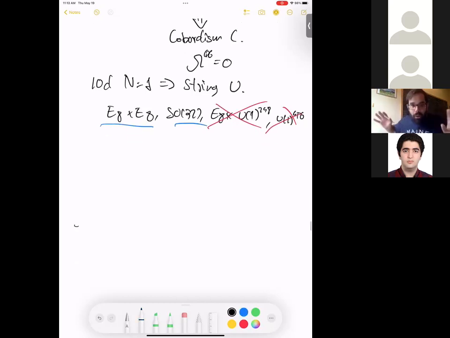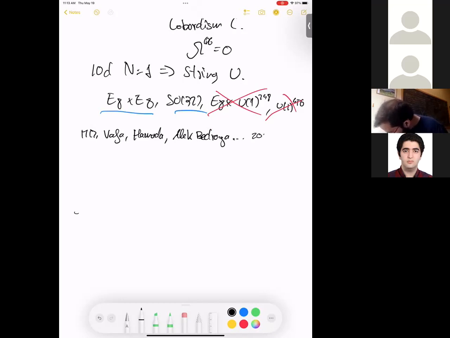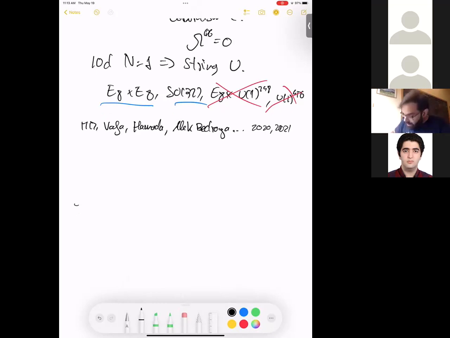So what I'm going to be telling you very quickly now is a bit schematic. You can find all of this in a series of recent papers by myself, Kurumbafa, Yuta Hamada, Alec Pedroya, starting in 2020, 2021. These are all pandemic papers, and I don't think there's anything on this topic in 2022. Anyway, let me tell you what the story is here. We're going to try to achieve the same thing as string universality in 9D, 8D string theories.